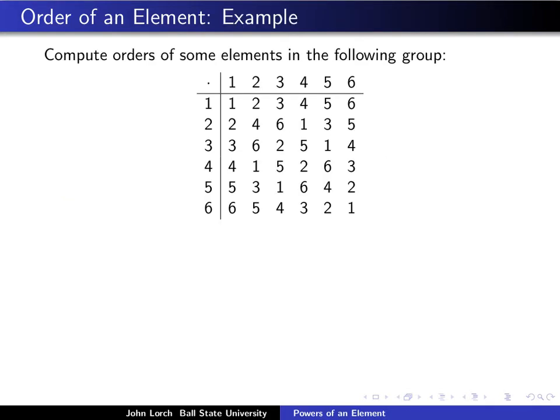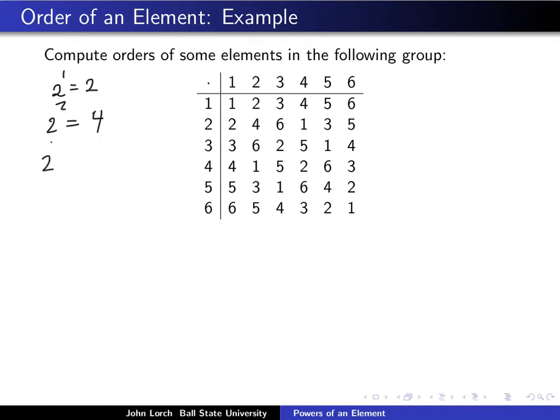Okay, you might recognize this group from several slides ago. We're going to compute some orders of elements in this group. And maybe we should begin with 2. So let's start taking powers of 2 and see what happens. If we take 2 to the first power, we get 2. 2 to the second power, that's 2 times 2 in our group, which is 4. So this should be looking familiar to you.